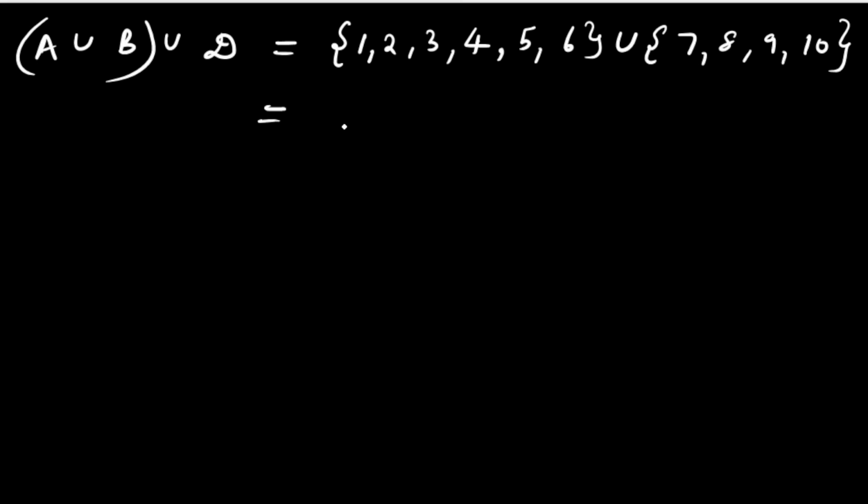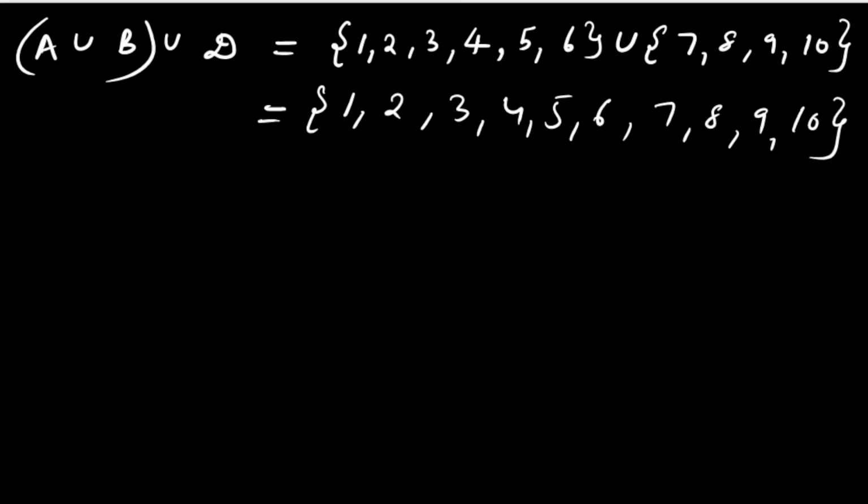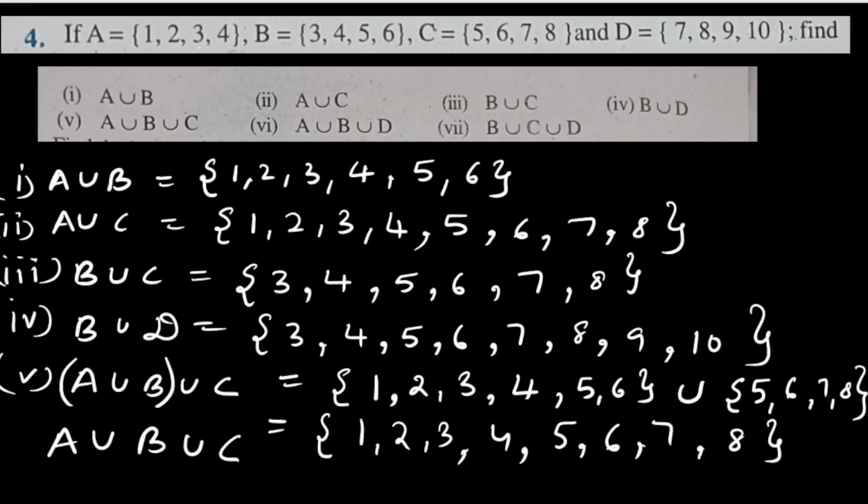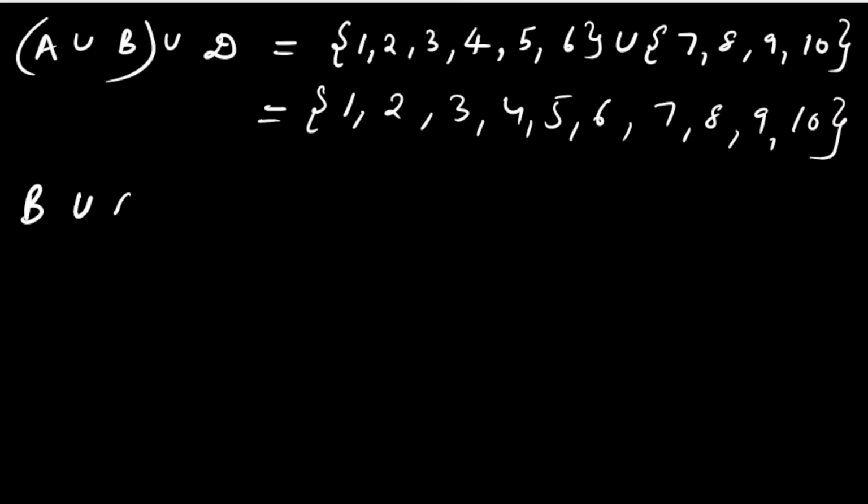So all elements will write 1, 2, 3, 4, 5, 6, 7, 8, 9, 10. All the elements I have written here, no elements are getting repeated. That's why I have written all the elements. This was the sixth part. Now the seventh is B union C union D. Here also let's find B union C first and then its union with D.